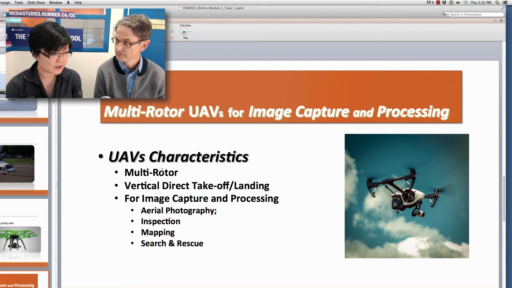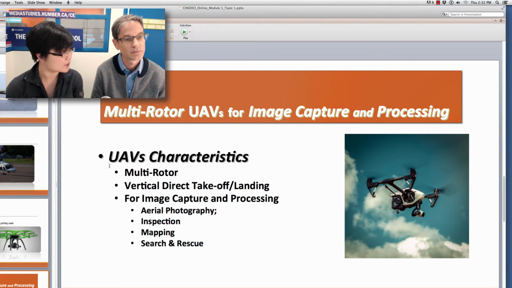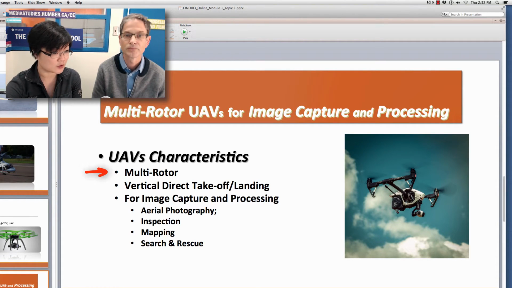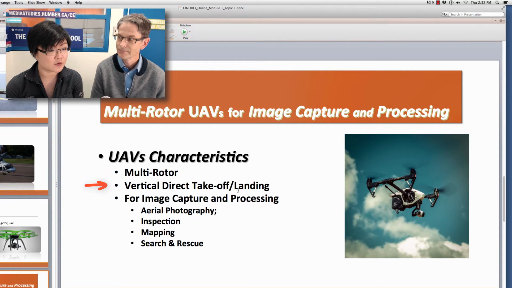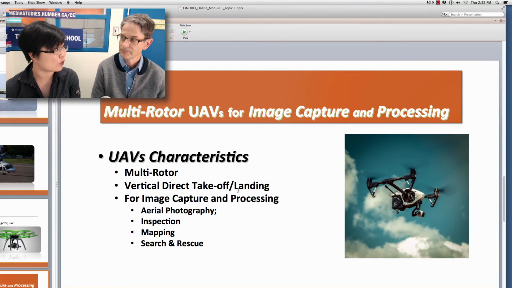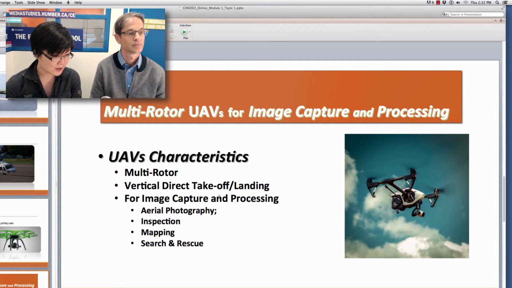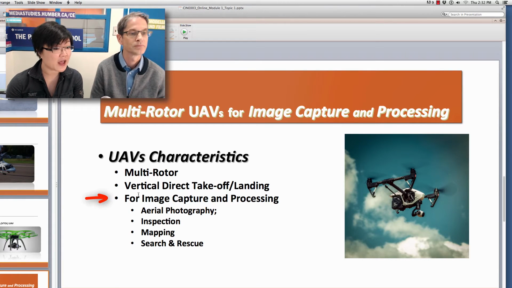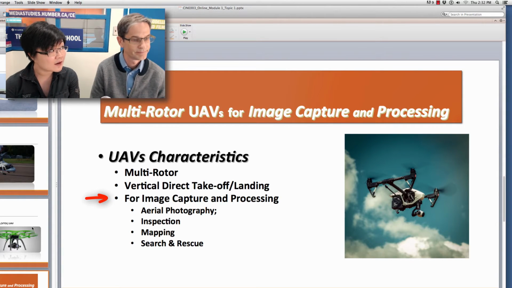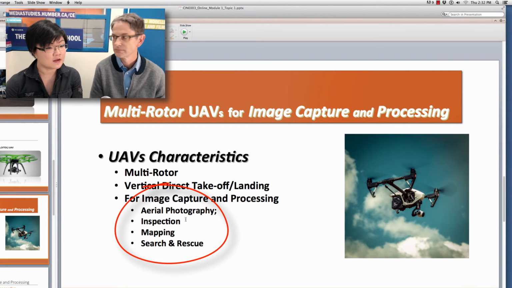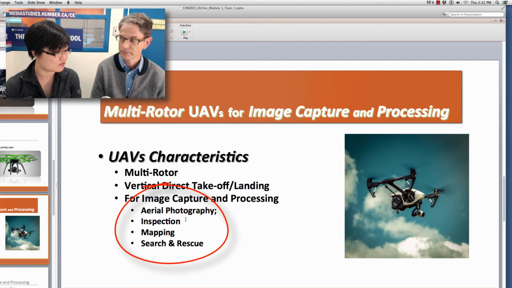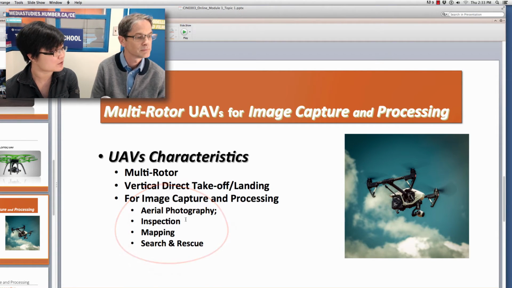Exactly. So there are some common characteristics of this type of UAV. Number one, they're multi-rotor, meaning that they have multiple individual propulsion systems, and that provides redundancy and stability. Number two, they're vertical direct takeoff and landing, similar to a helicopter, different from a fixed wing that requires a runway. And number three, let's look at their function and purpose. They're for image capture and processing. So not only is there aerial photography, there's media, all the filming side of things. There's also inspection, mapping, search and rescue, and they're all for some sort of image capture and processing.